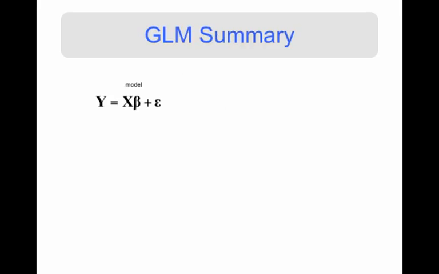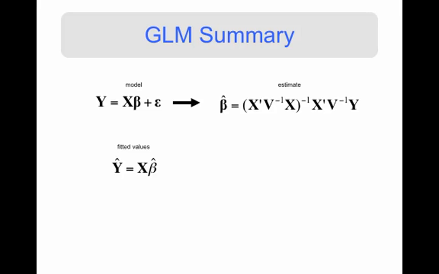So in summary, here's what we have. Our model that we're going to be using for the next couple of modules is y is equal to x beta plus epsilon. We have the GLS solution, which is the best linear unbiased estimate, that's given by the following format. Now the fitted values, which correspond to the line in the simple linear regression, or the plane in the multiple regression, are y hat is equal to x beta hat.